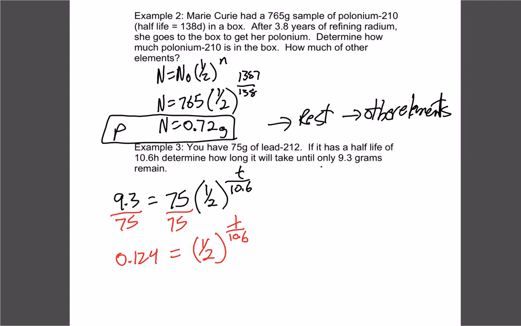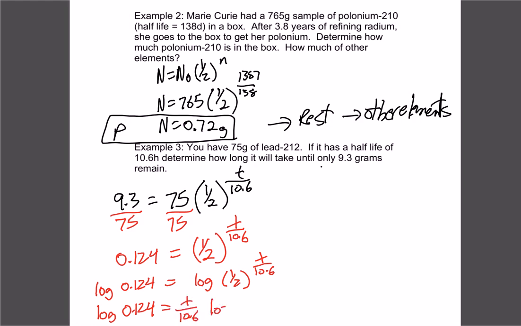So what you want to do to solve this is just do the log of both sides. So we'd have log 0.124 equals log of a half to the t over 10.6. Mathematically, the t over 10.6 comes down in front. That's one of the log rules. So to solve it for t, we'd have log 0.124 divided by log a half, we'll just write it as 0.5, equals t over 10.6.